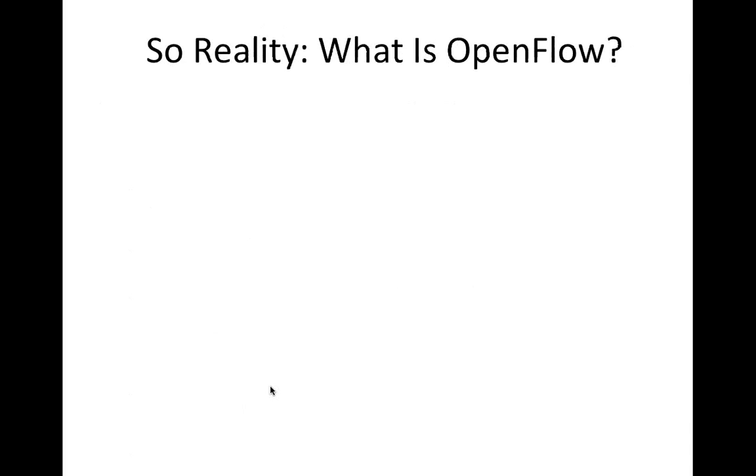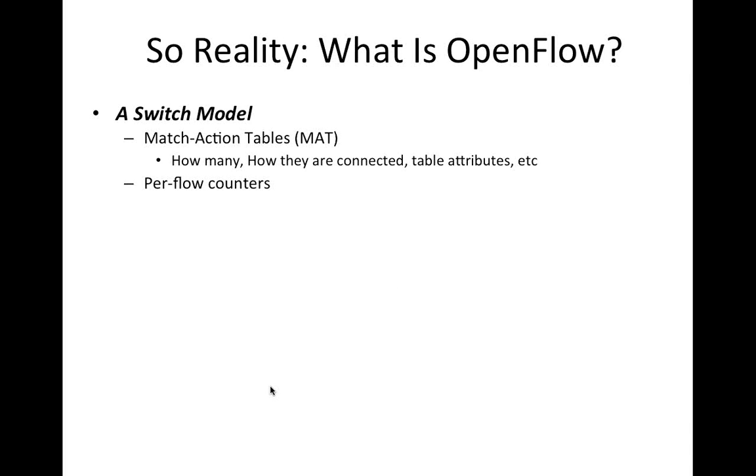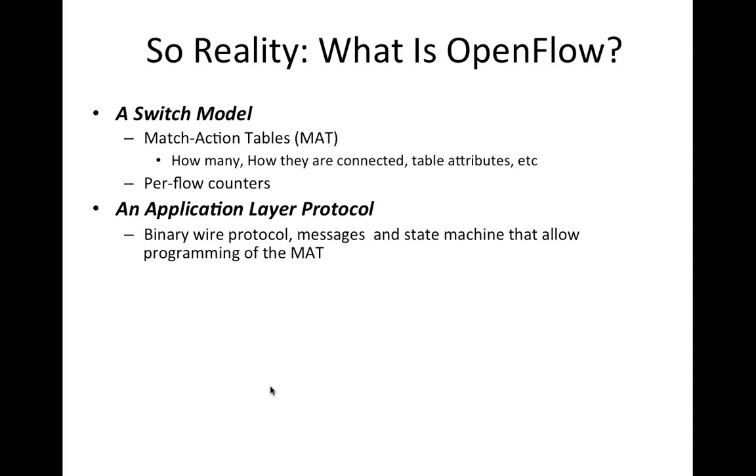So if you back up and you go, okay, what is OpenFlow? It's this. I mentioned it was a match. The switch model is match action tables. So MAT, right? How they're connected, what their attributes are, and they have these per flow counters I showed you. So it also has an application layer protocol, which is a binary wire format, the messages, the state machines, how you program this match action table switch. And it has to have a transport protocol. You got to get those bits between the switch and the controller somehow.